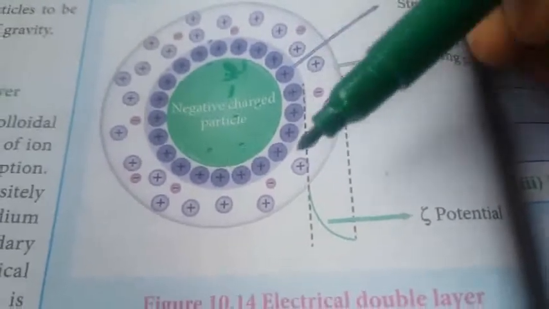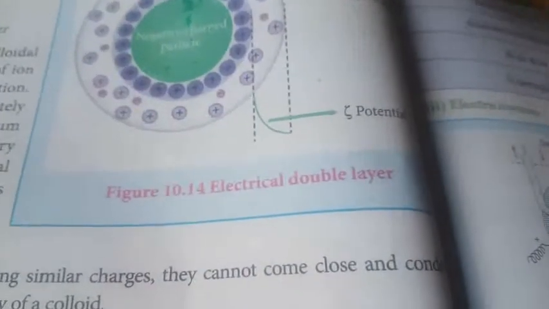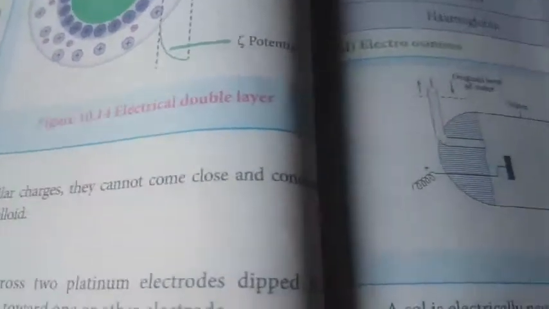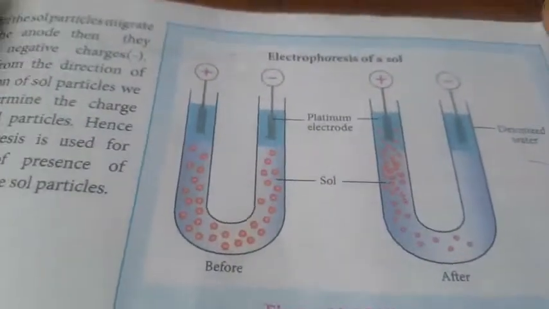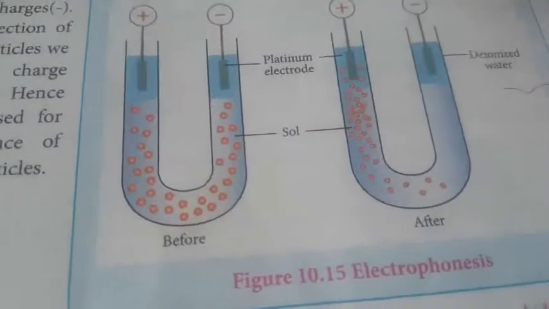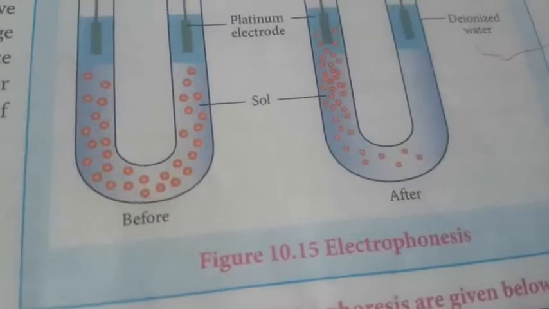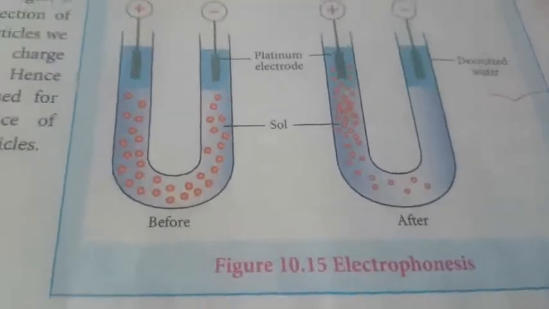Next one is electrophoresis. What is meant by electrophoresis? Under the influence of an electric field across two platinum electrodes, the hydrophilic sol's dispersed particles move towards one or the other electrode.